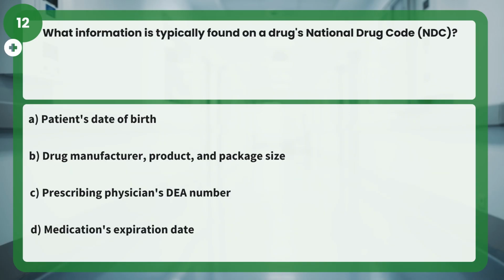Question 12. What information is typically found on a drug's National Drug Code, NDC? A. Patient's date of birth. B. Drug manufacturer, product, and package size. C. Prescribing physician's DEA number. D. Medication's expiration date.